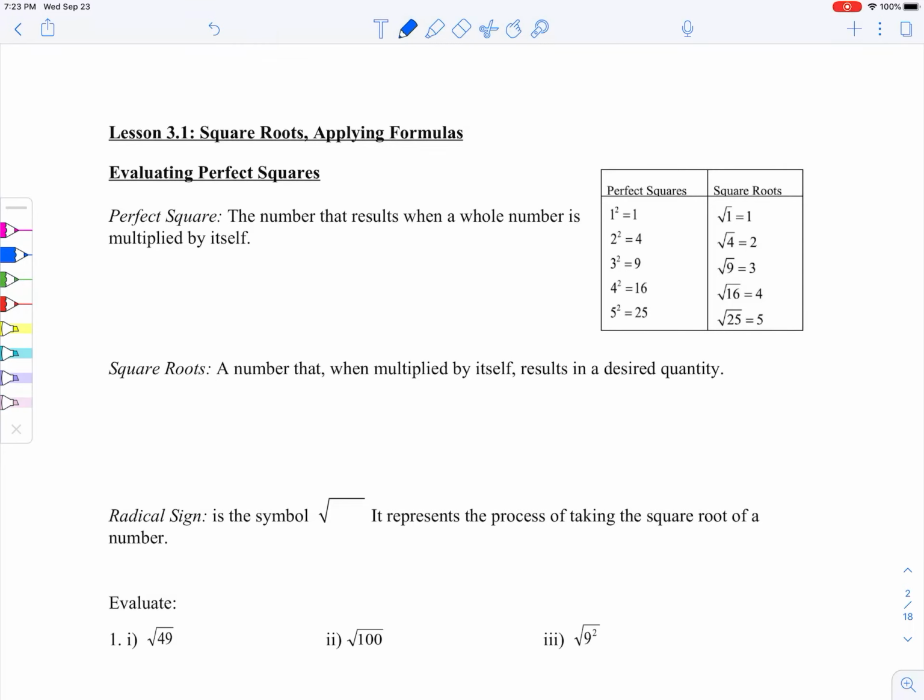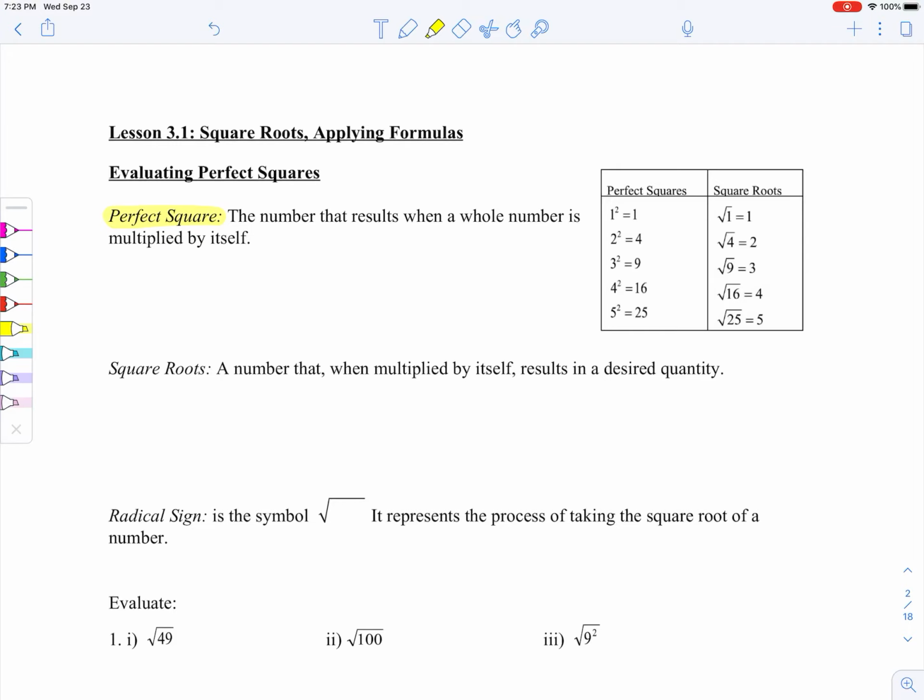Welcome to lesson 3.1 on square roots and then how we can use that when applying formulas. First, we're going to make sure that we have some of the vocabulary so that we're all using the same vocabulary. And first is going to be perfect square.